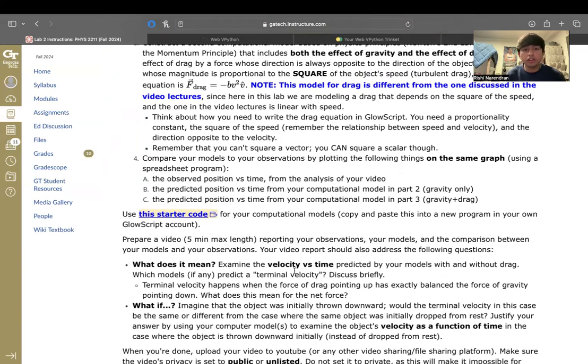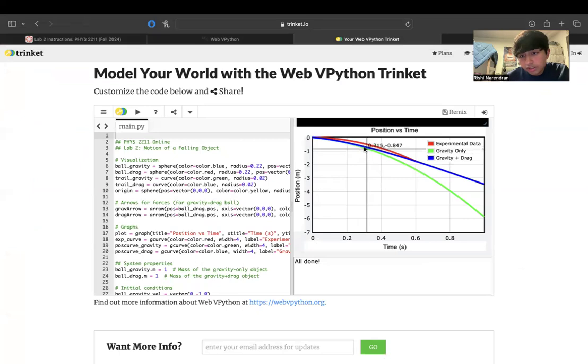Terminal velocity, in physics concepts, is when there's a net force of 0 because the air resistance is canceling out the force of gravity, which creates a constant velocity. I'm going to show you my position versus time graph and explain which one demonstrates the concept of terminal velocity. Here we have the experimental data and the gravity plus drag.